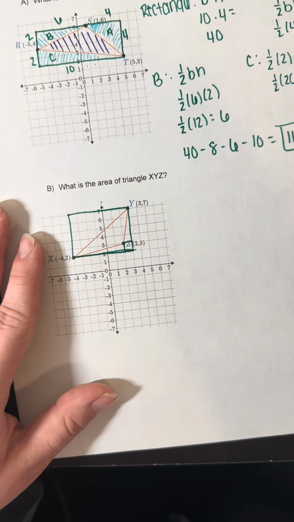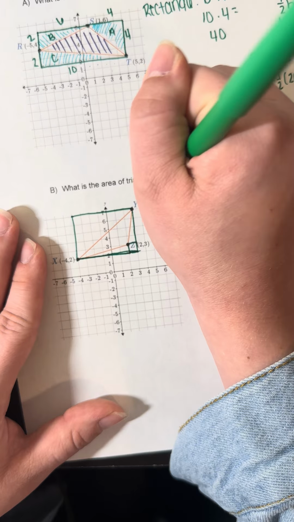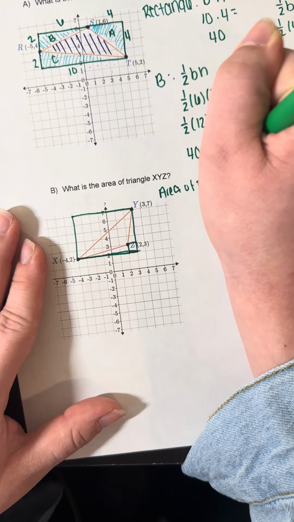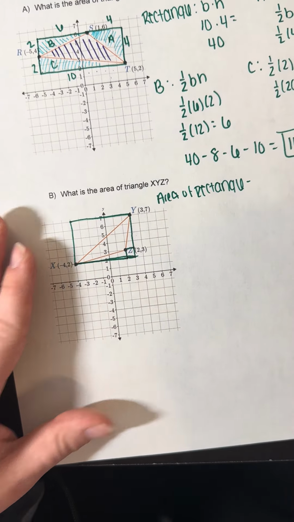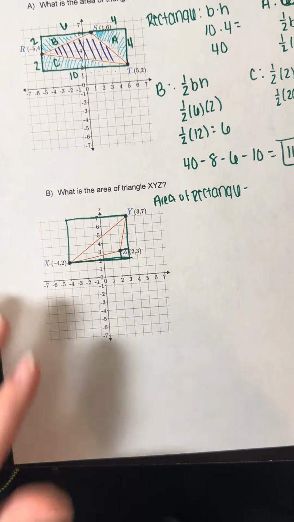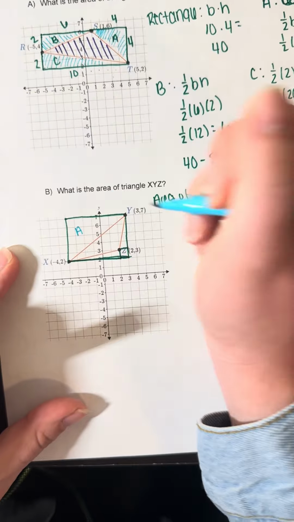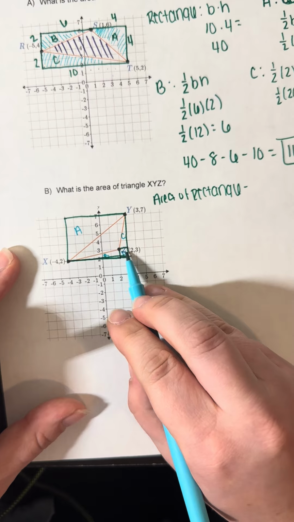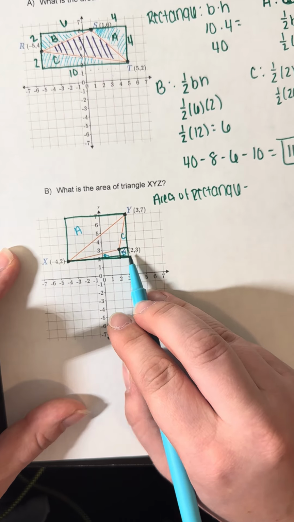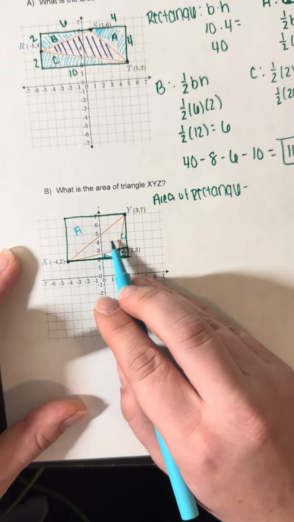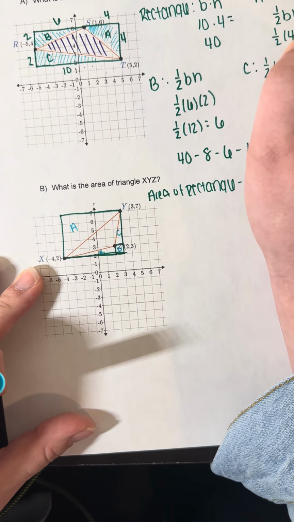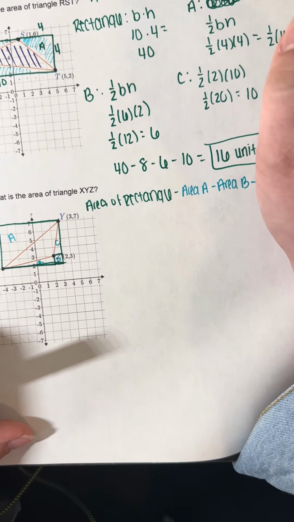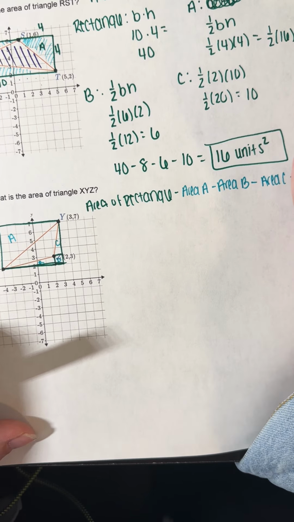So what I'm going to do now for this one is take the area of my whole rectangle here, so area of rectangle, minus, and then I'm going to have a few sections I'm going to subtract. So I'll say this is my A section over here. We'll do my B, C, and then I'm going to call this little squarish area D as well. So I'm going to subtract all these off, and whatever is left over is going to be that actual triangle. So minus area A, minus area B, minus area C, and minus area D.